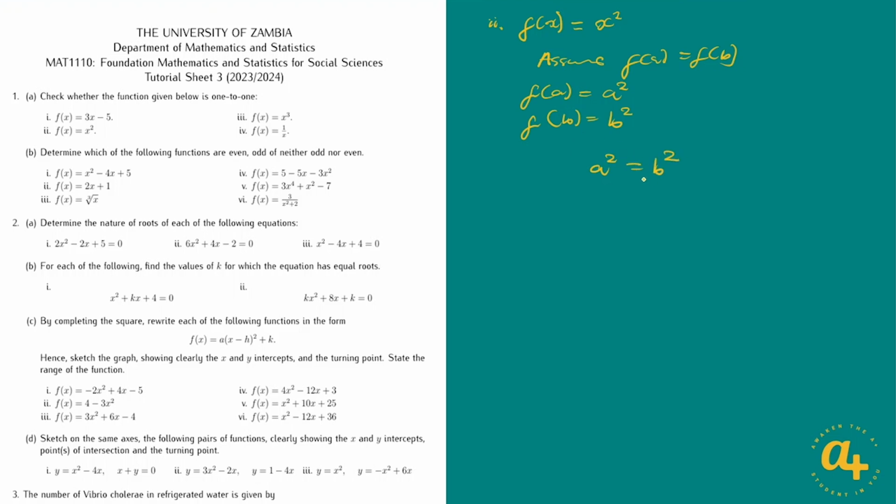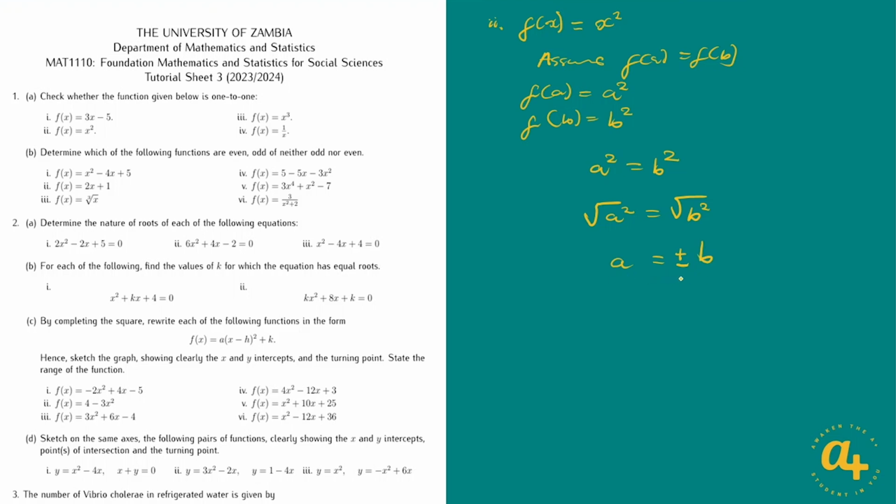Now we have our equation here, and the next step is to solve and simplify this equation by solving for a. To solve for a, we are going to take the square root of a squared on this side, and then we're also going to take the square root of b squared on the other side. So we're going to have the square root of a squared is equal to the square root of b squared. Now let's simplify this further. The square root of a squared is a, and the square root of b squared is positive or negative b.